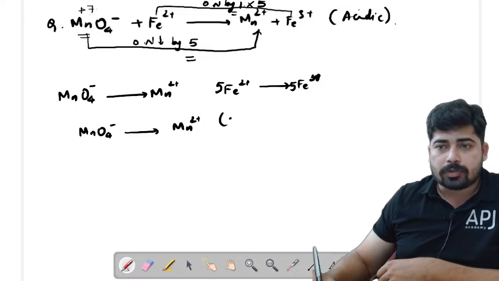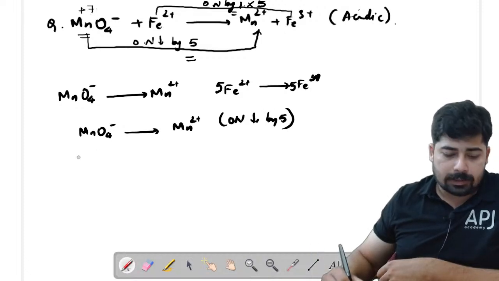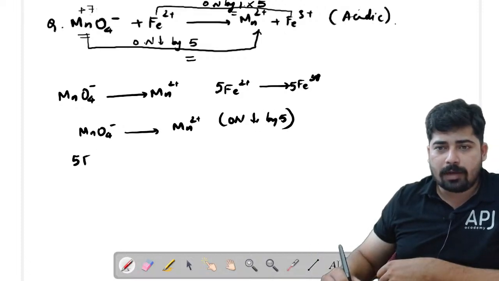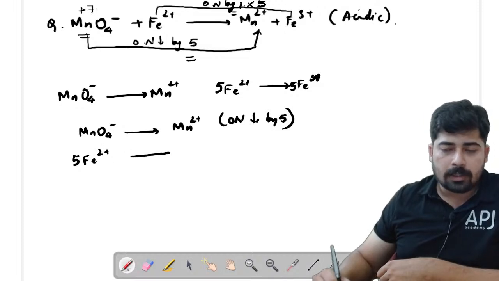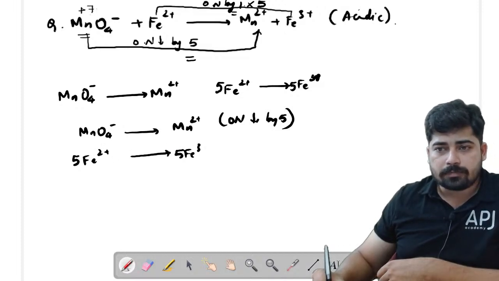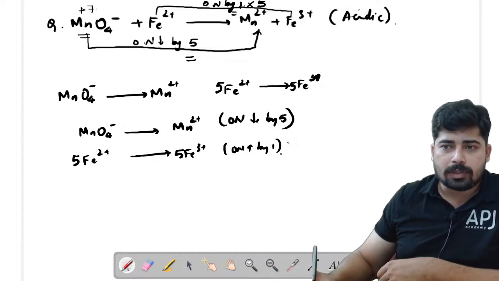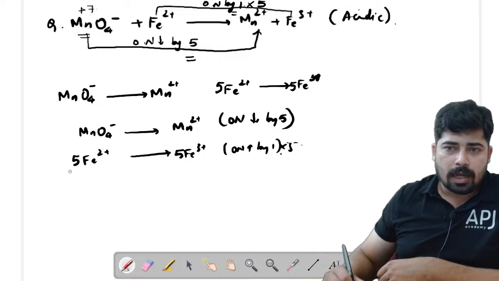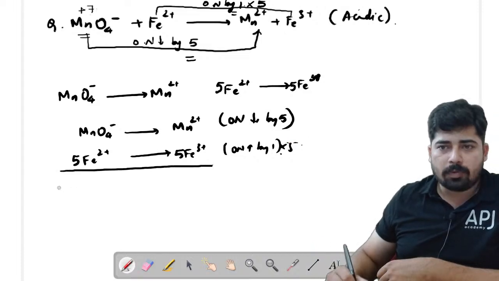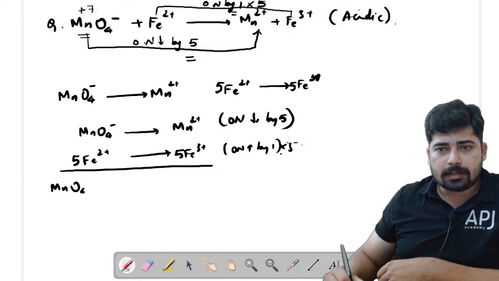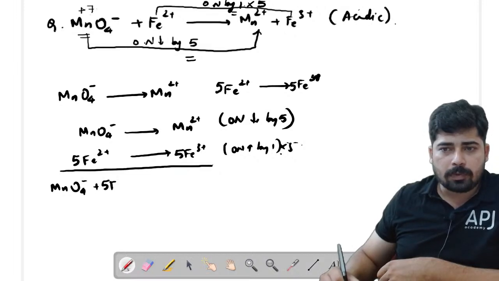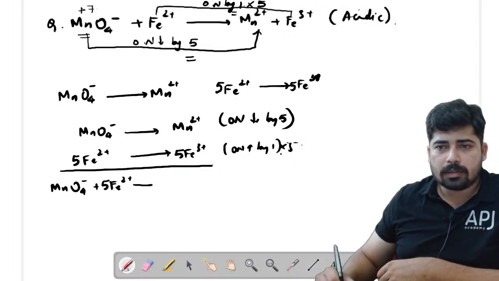Here the oxidation number is decreased by 5. And then the second is Fe2+. So we have 5 Fe2+ giving 5 Fe3+. Here, previously, the oxidation number increased by 1, so that's why we multiply it with 5. And now what you have to do is add both. So MnO4- plus 5 Fe2+ giving Mn2+ plus 5 Fe3+.